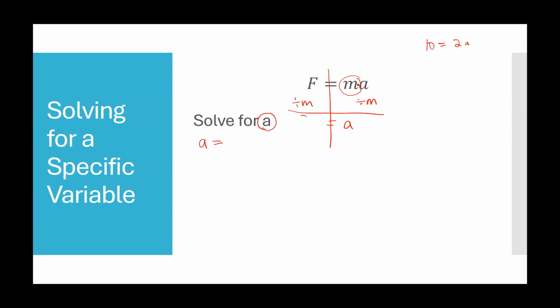And I don't know what f is. I don't know what m is. So I am just going to leave it f divided by m. There's no simpler way to say it. And we're done. You can flip this if it is important to you to have a on the left side, but we're done. That's the equation. A equals f divided by m.